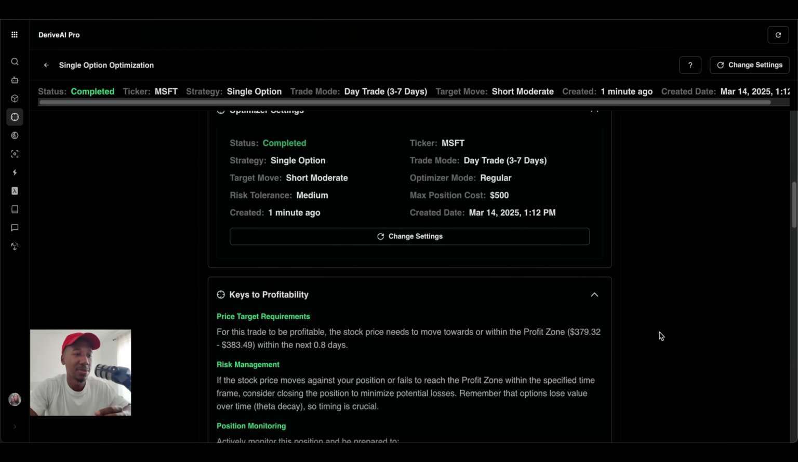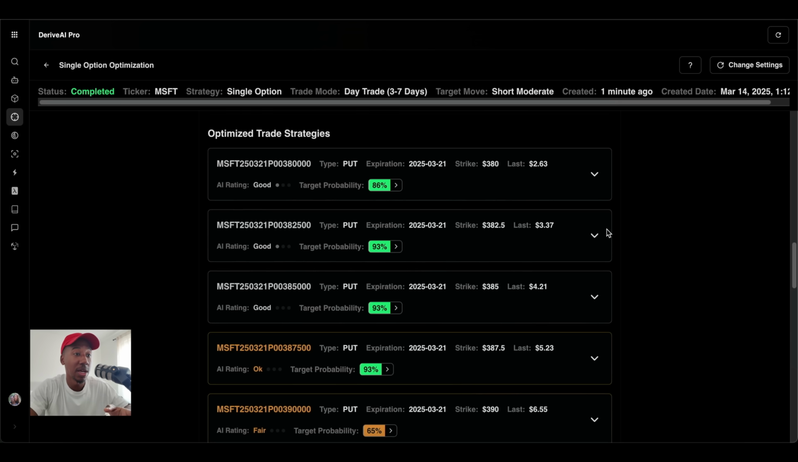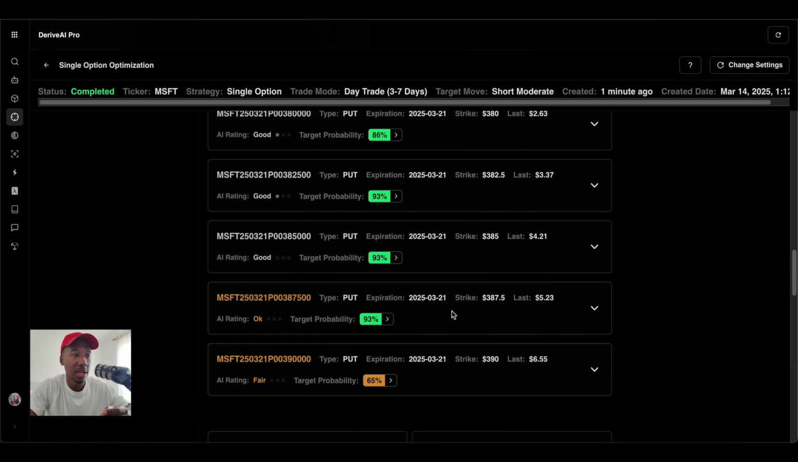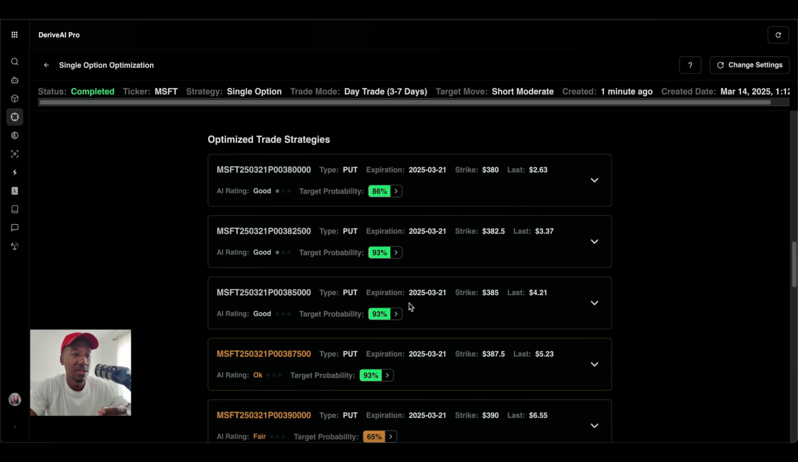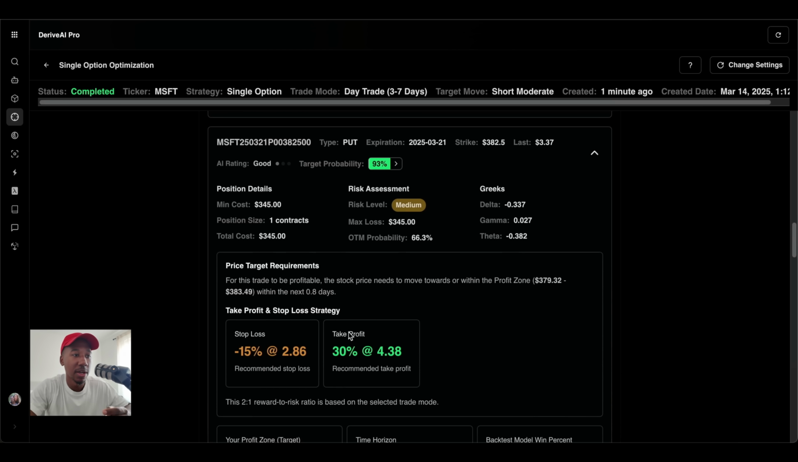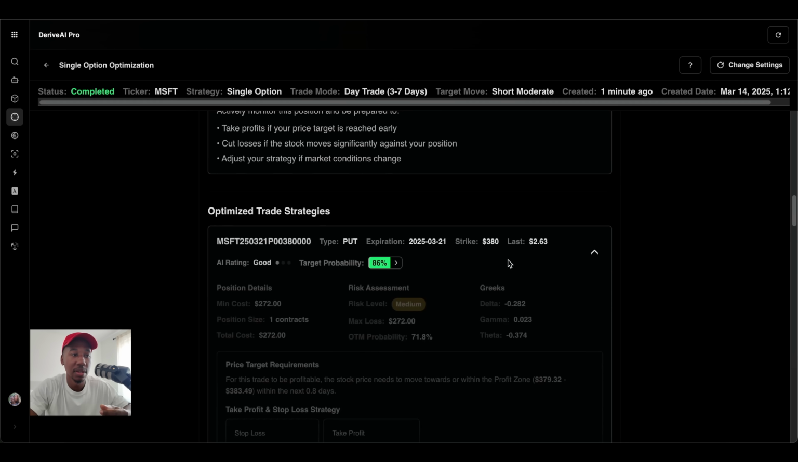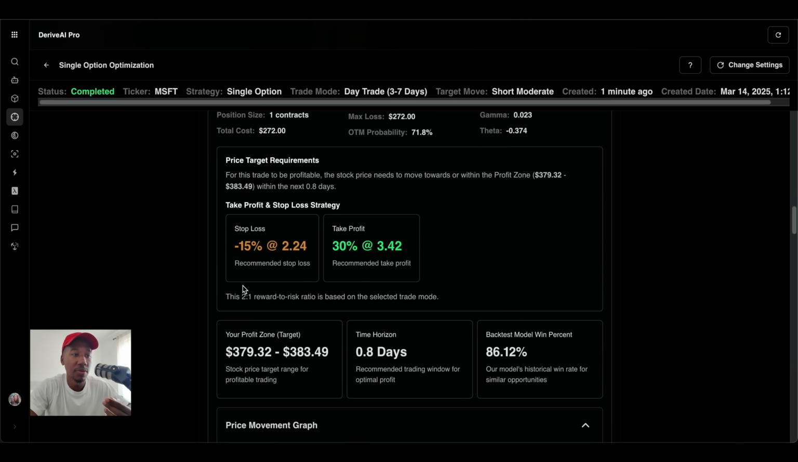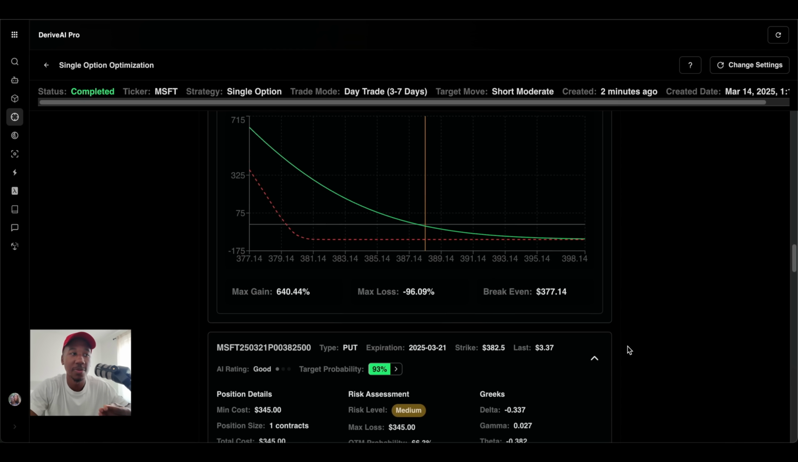And when it comes down to it, let's see what we got. So we got 3 different puts, and 2 that are okay. I like these 2, they have 93% target probability. So this one right here was 337, stop loss is 286, take profit is 438. So it's still 30%, but just more money. Let's look at this one up here, 1530. And yeah, so you see there are different options.